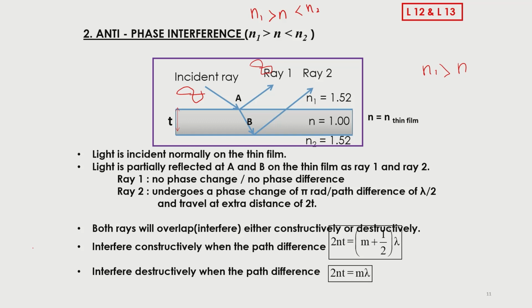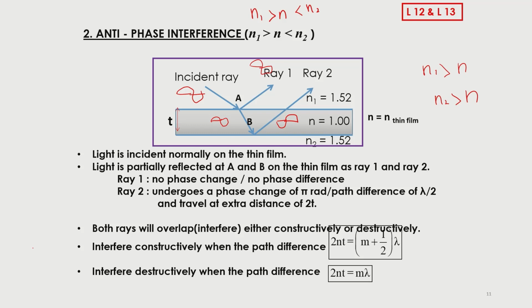What about ray 2? Okay, for ray 2, the incident wave is positive, negative, and then it is reflected back. Is there any phase change or not? Yes, there is a phase change. It will become negative, positive. Why is there a phase change? Because it reflects at a boundary at which the index of refraction increases. As we know, N2 is higher: the refractive index of medium 2 is higher than the refractive index of the thin film. That's why it undergoes phase change.